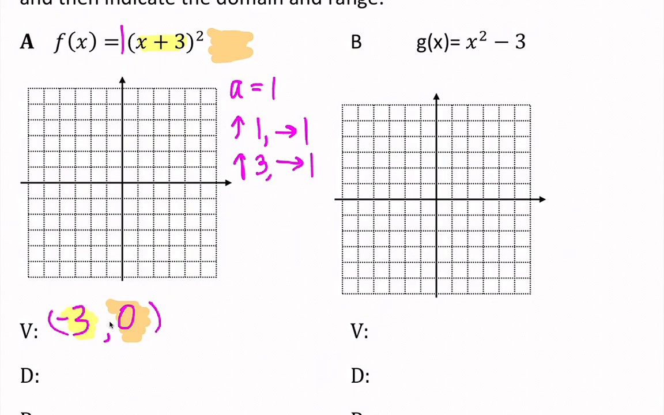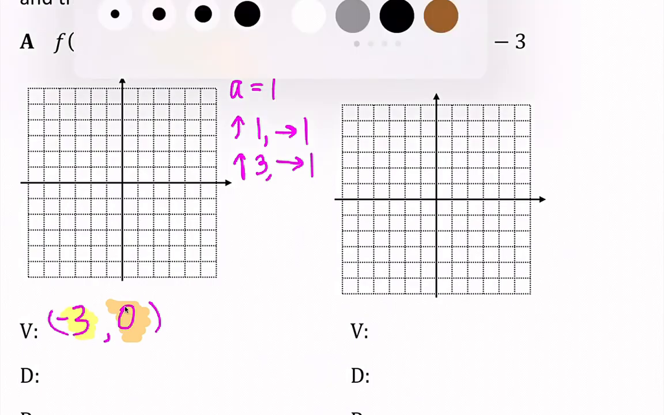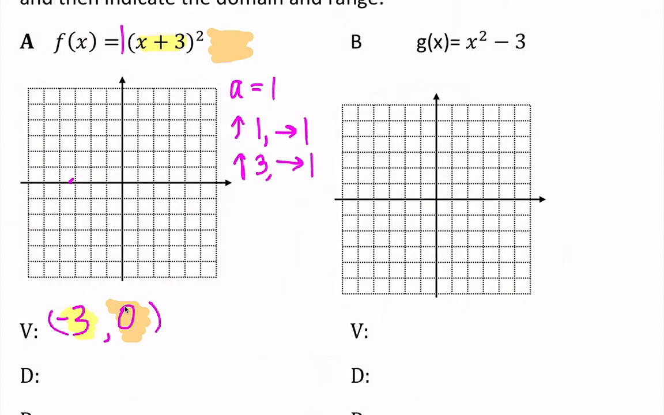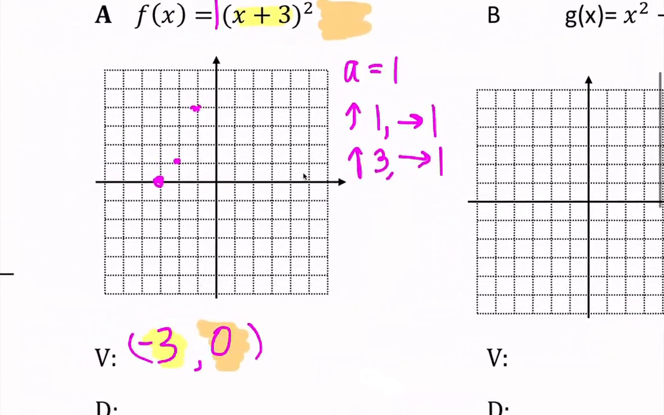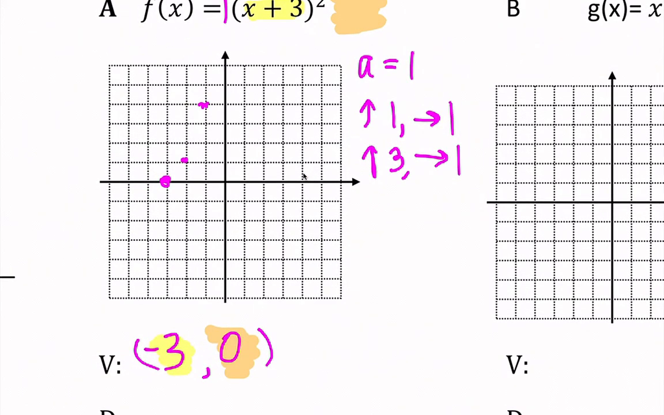All right, so we know our a value, we know our vertex. Remember, that's the main takeaway from today. So my vertex is at negative 3, 0. From our vertex, we know we have to go up 1 over 1 and then up 3 over 1. Remember to keep it symmetric. What I do one way, I do the same thing the other. Okay, so that's what it looks like.